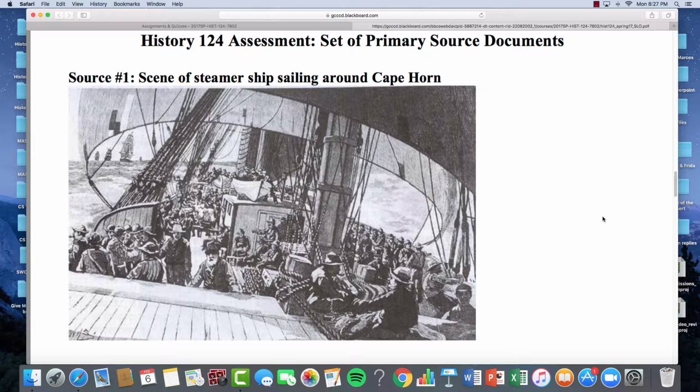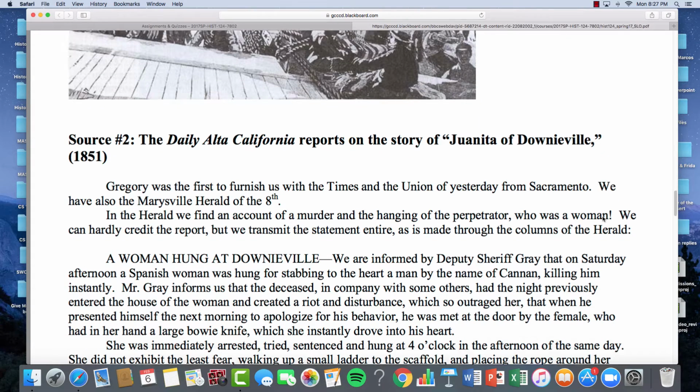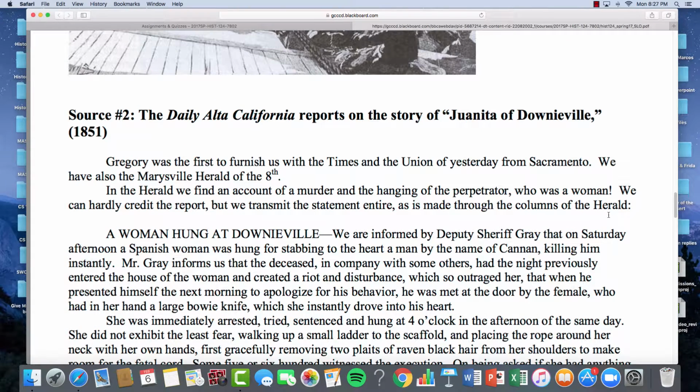So that's the first source: the scene of a steamer ship sailing around the Cape Horn on their way to California. The second source is a little newspaper blurb which came out in the Daily Alta California, which was one of the newspapers that popped up in the early days of the gold rush.